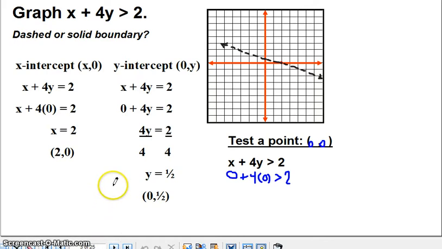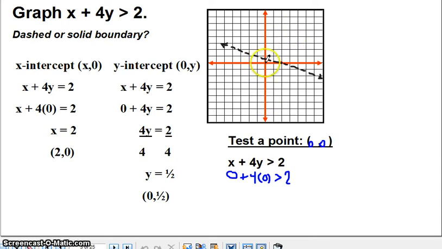And then here is testing our point. The easiest point to test is (0, 0). As long as your line does not pass through (0, 0), then you can test that point. You do not want to test a point that would be on your line. So I would not want to test the point right here, (2, 0), because it would not really give me a good answer whether we're going to shade above this line or below this line.